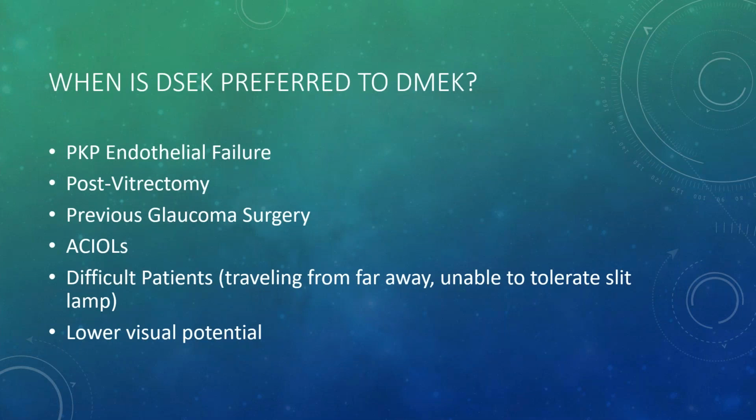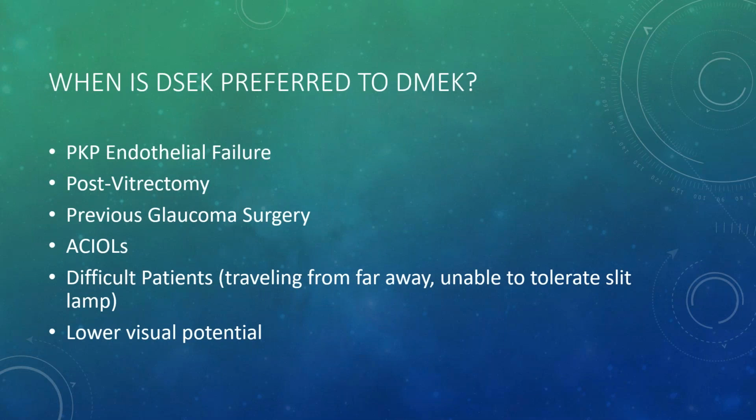So we're doing DSEK, like we talked about earlier, if they've had endothelial failure, we can rescue PKPs. So if there's an old PKP from 20 years ago and it fails, we can do a DSEK underneath that and not have to repeat the PKP. And so that's a great option for salvaging old grafts as long as there's no corneal scarring. Also post-vitrectomy, previous glaucoma surgery, over top of an ACIOL.